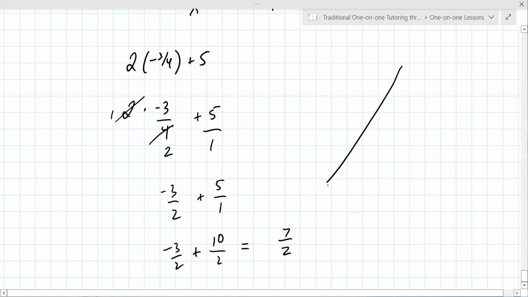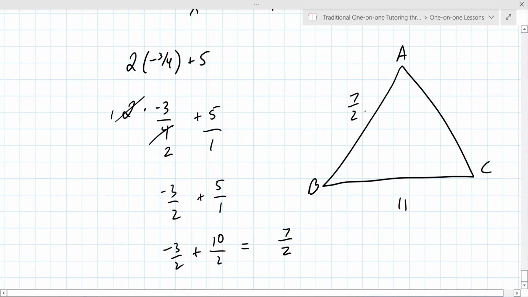We've got to remember what are we even doing here? Here's A, here's B, here's C. This is 11. This is 7/2. But since it's isosceles, this is also 7/2. And we want the perimeter. Perimeter is a walk around. How far do you go if you walk all the way around this triangle? You'd go 3.5 and 3.5, so 18.